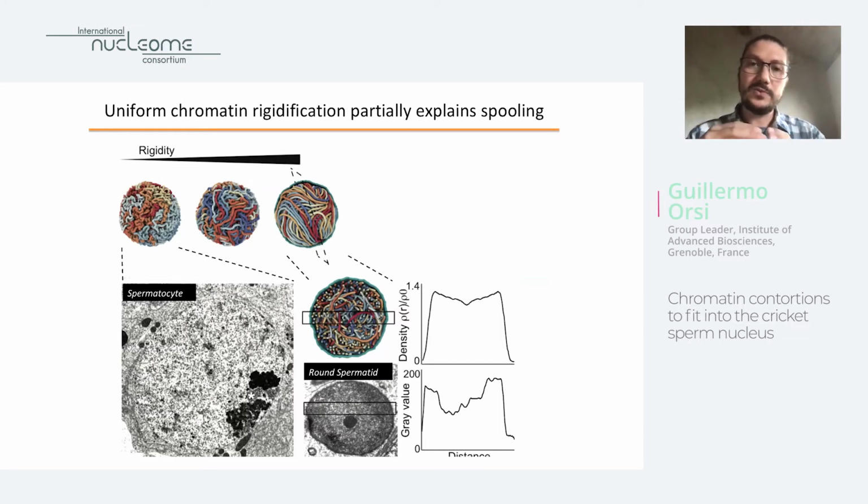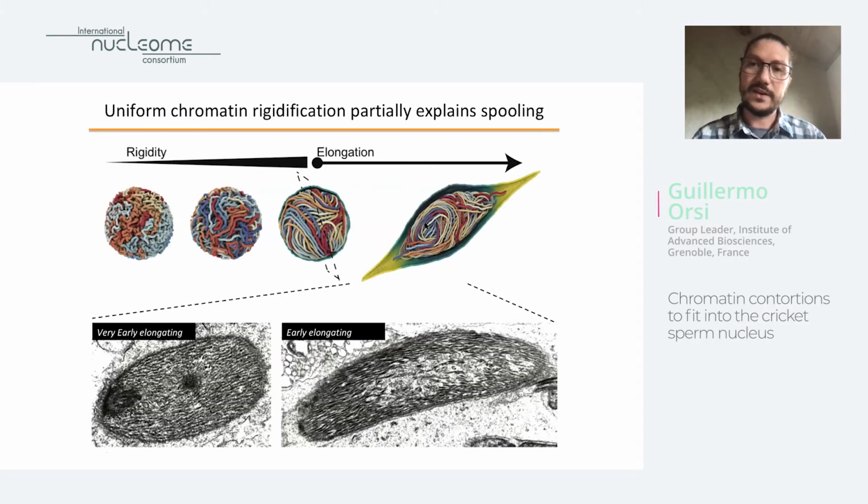But then if we take this nucleus, and you already see it's kind of messy, and we try to stretch the nucleus to make it elongated, like in the cricket, we find an architecture that is a bit too messy compared to what we actually see in vivo. In vivo, in early elongating cells, we already see an ordering that is pretty sharp that we do not recapitulate in this kind of simulation. So we knew that the simulation was more or less incomplete.